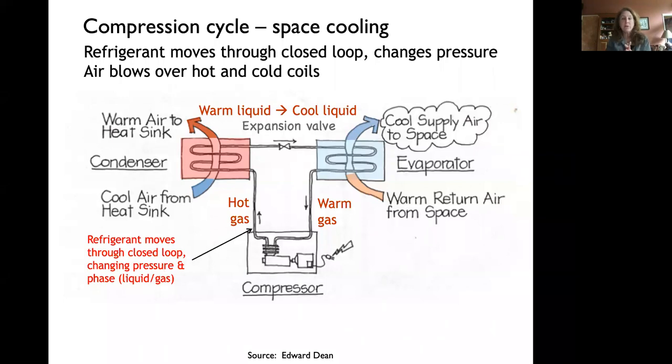But the main thing you want to know at this point is that you're moving a refrigerant around, and it's going through these two coils. Physically, they might look exactly the same, but because of this pressure difference, one's going to be a hot coil, one's going to be a cold coil, and the refrigerant is going to keep looping through it, changing pressure and changing temperature, changing from gas to liquid. So let's see how that happens now.